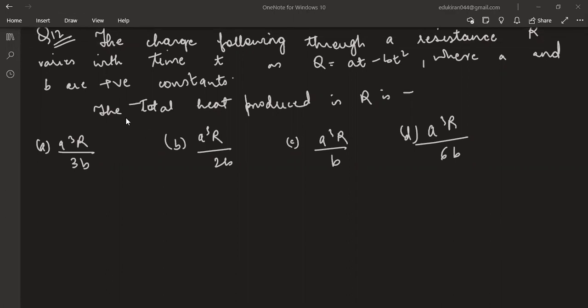Class, this is a question from heating effect of current. So these are also included in your NEET exam. These questions have come. A lot of questions come from these, especially the bulb and heating part does come.